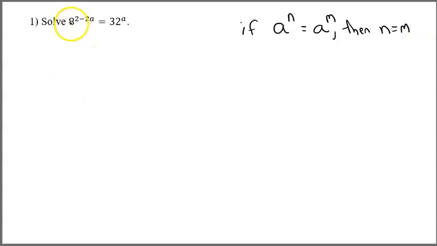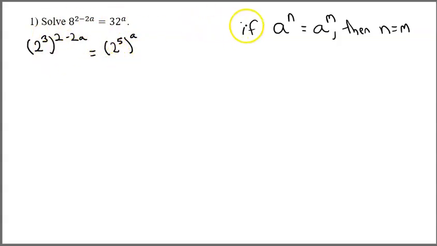So if you look here, 8 and 32 are obviously not the same base. But the neat thing is that 8 and 32 are both powers of a different base, in this case 2. So I can rewrite 8 as 2 to the power of 3, with the 2 minus 2a here, and 32 is 2 to the 5th. You can see how I took 8 and 32 and rewrote them in terms of powers of 2.